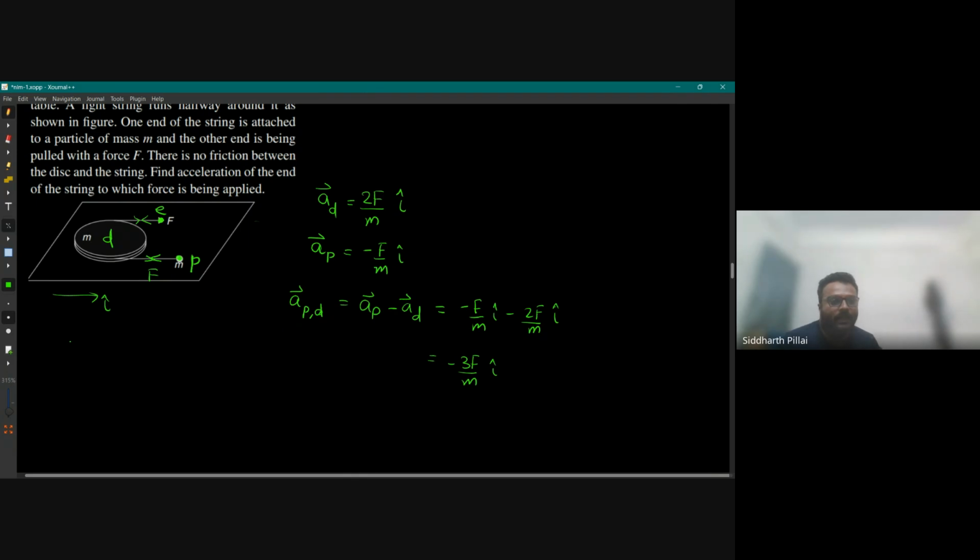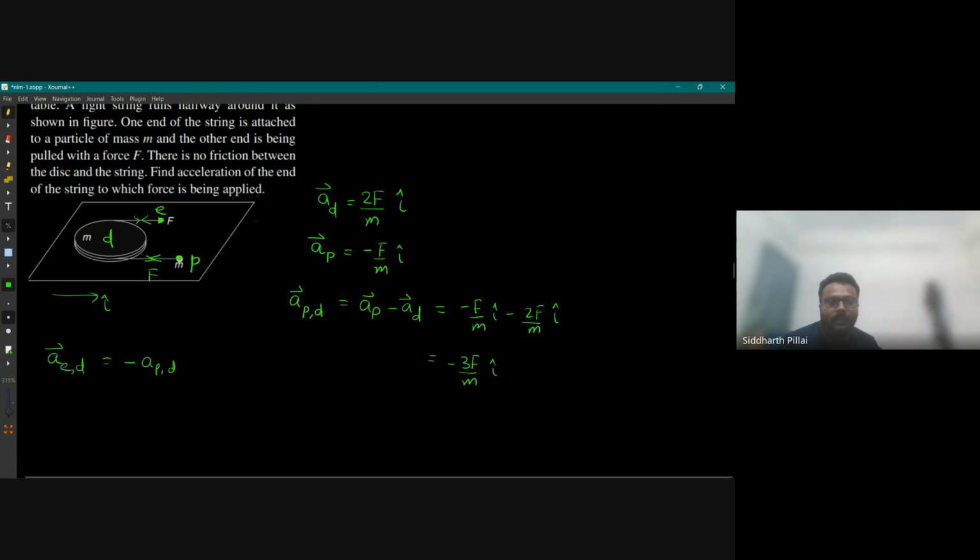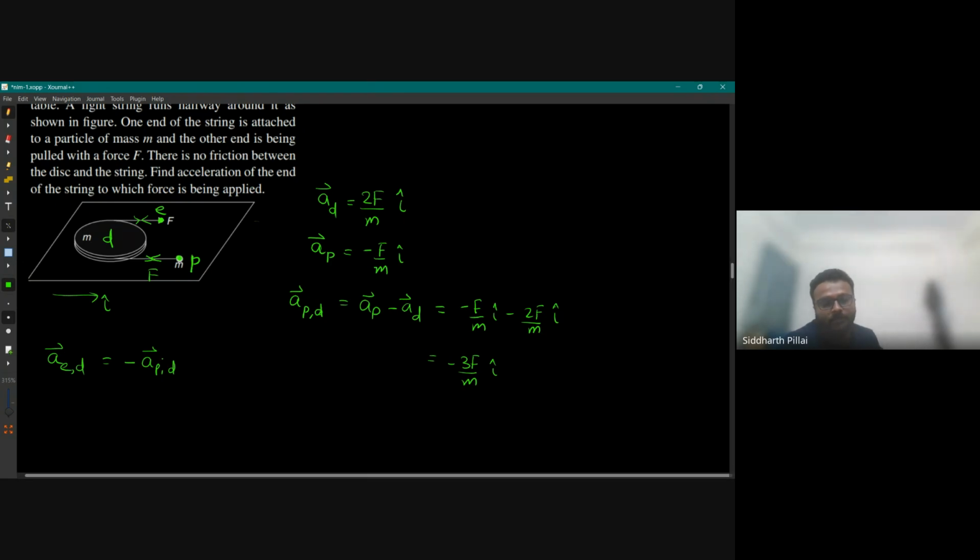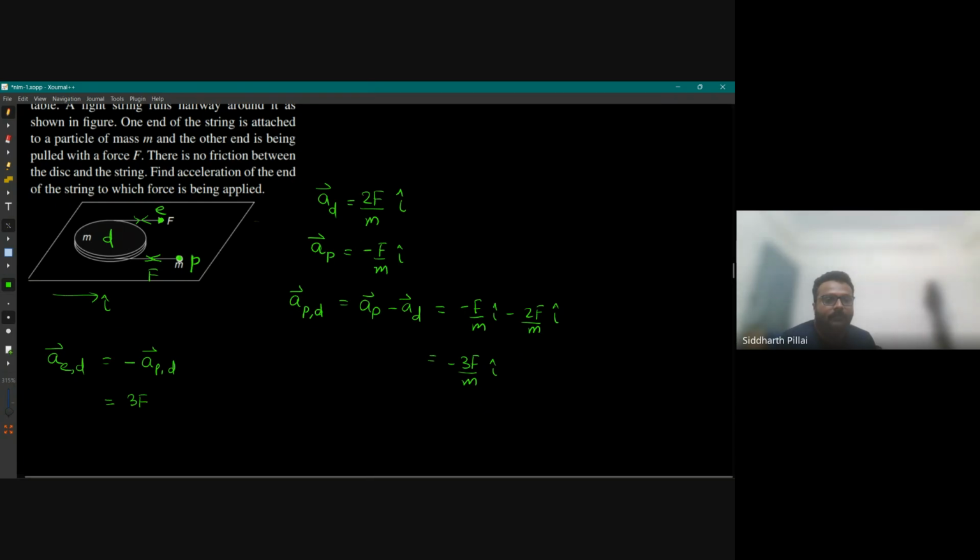So I can say acceleration of point E with respect to the disk must be equal and opposite to acceleration of point P with respect to the disk, right? This is nothing but the length constraint. With respect to the disk, if this is going up, going to the left, this end has to go to the right. So if you apply that, what will you get? 3F by M I cap.